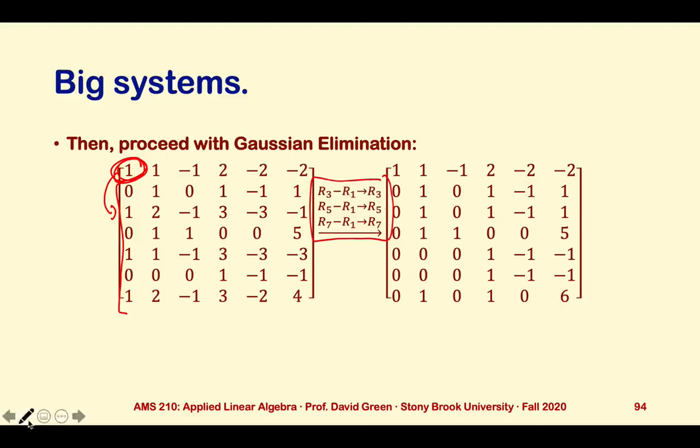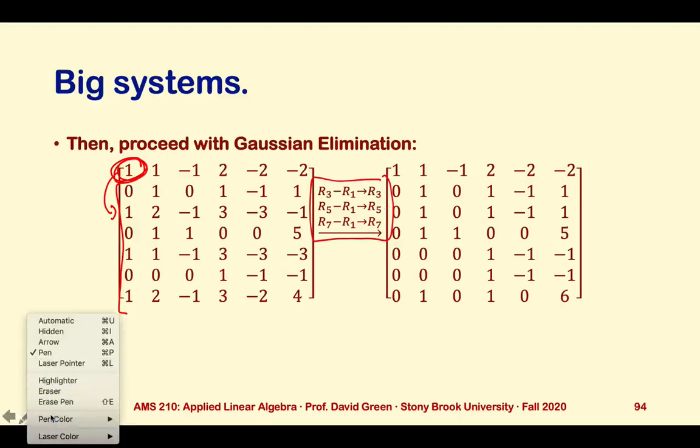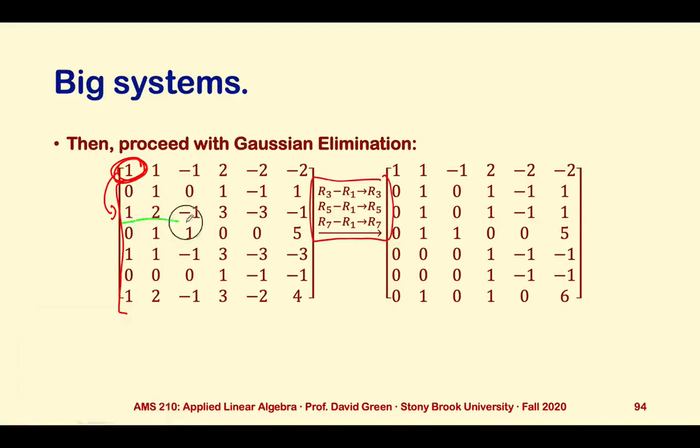Right? Working through that, we can start with the third row. 1 minus 1 is 0. 2 minus 1 is 1. Negative 1 minus 1, just to highlight here, same row. Negative 1 minus 1 is 0. 3 minus 2 is 1. Negative 3 minus negative 2 is negative 1. And negative 1 minus negative 2 is plus 1.